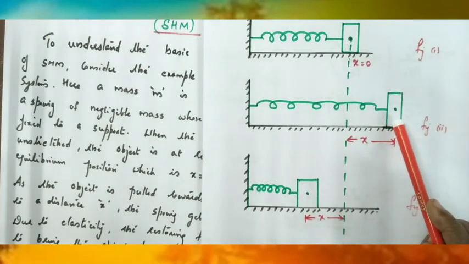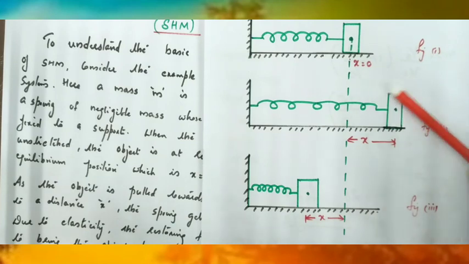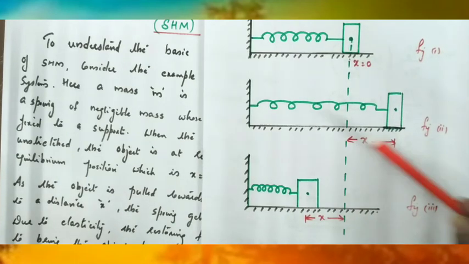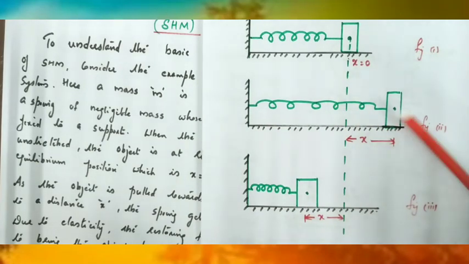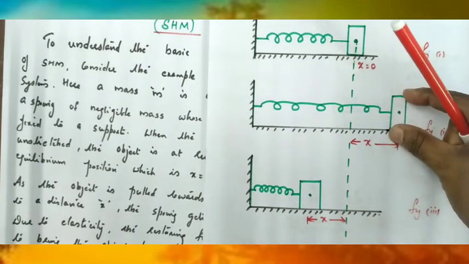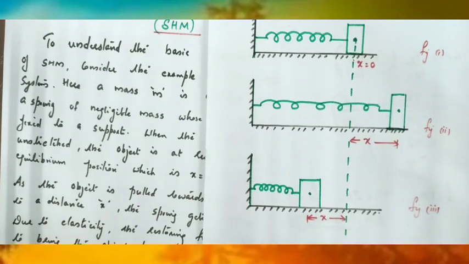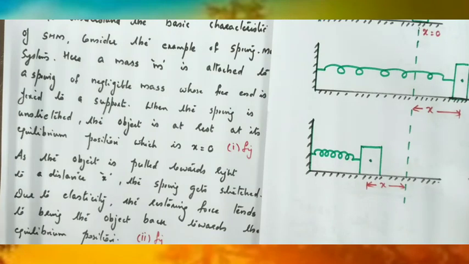So according to the second figure, if an external force is applied, if this mass is pulled to one end, it produces a displacement x. The spring stretches, producing a displacement x. Towards which direction? Towards the positive x direction. So if an external force is applied here, the spring stretches towards right. Due to the elasticity, the restoring force tends to bring the object back towards the equilibrium position.